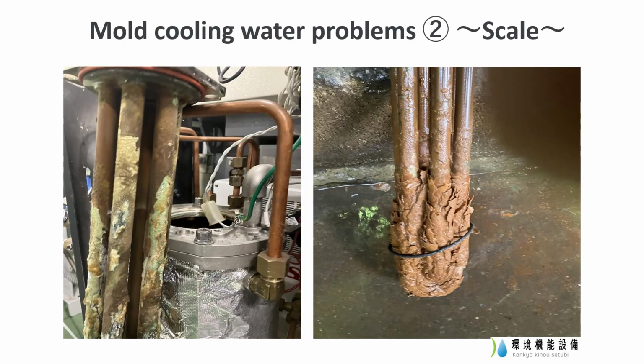Now, let's talk about scale problems. Scale is one of the major problems that occur in piping and mold water lines. It is mainly caused by the precipitation of excess calcium and magnesium, or excess silica, in the water. The precipitation concentrates on molds and heat exchangers, impairing the heat exchange function of the molds and machinery. Here's an image of equipment that has experienced scale problems. Are you experiencing problems like this in your workplace?